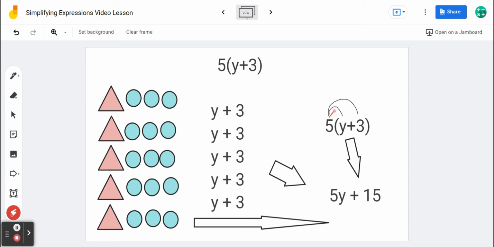You distribute the 5, which means everything inside gets multiplied by the 5. 5 times 1y, that's 5y. 5 times 3, that's 15. So if I could do the drawing, the addition, or this, I'd rather do this. This takes me like 10 seconds as you saw in class.